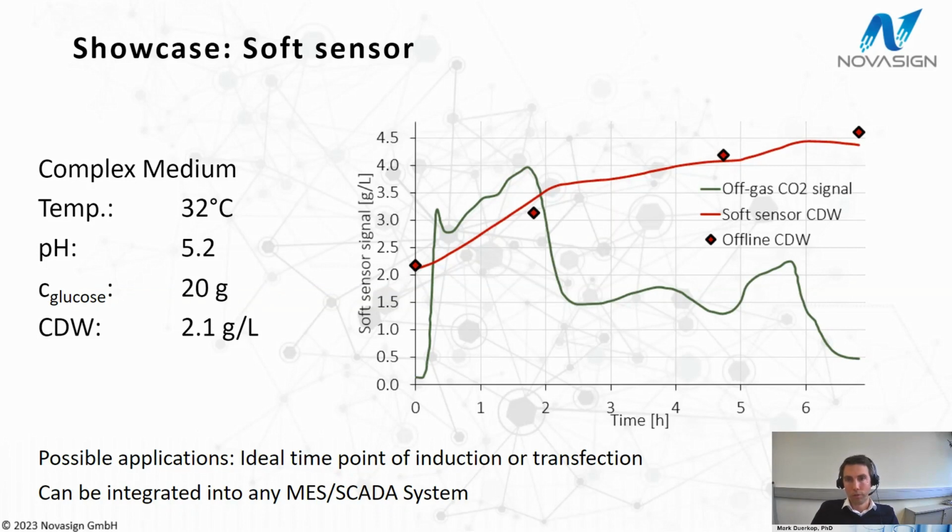And then for validation purposes, we also performed cell dry weight sampling. So we sampled and put it on a balance after drying the biomass, and you can see how accurate the soft sensor is. So by that, as said, you get a quite precise prediction of biomass at each time point, and you can use something like that for decision making during a cultivation run.